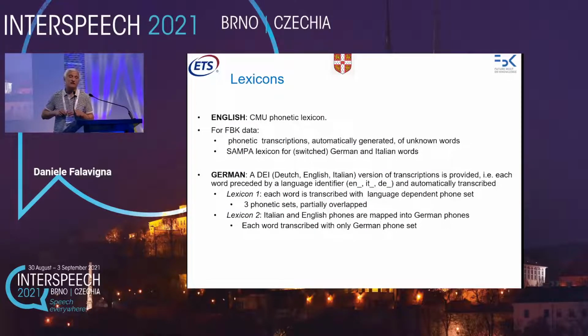Lexicon. For the lexicon, we use the CMU phonetic lexicon, and for FBK data, we also provide automatic transcription of unknown words and of switched words, so German and Italian words, using a sample lexicon. And for German, we provide two lexicons. Each German word is preceded by a language identifier, and we transcribe each word with a phonetic transcriber of the corresponding language. In the first lexicon, we use 3 different phonetic sets for German, Italian, and English, so we have some overlap. And in the second lexicon, we provide a German lexicon using only German units.